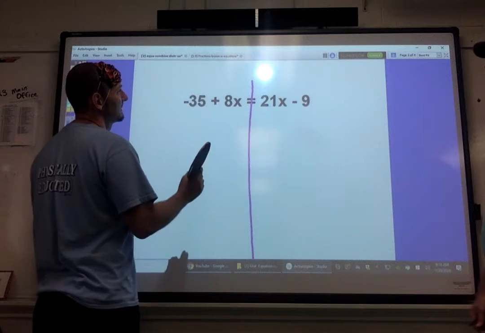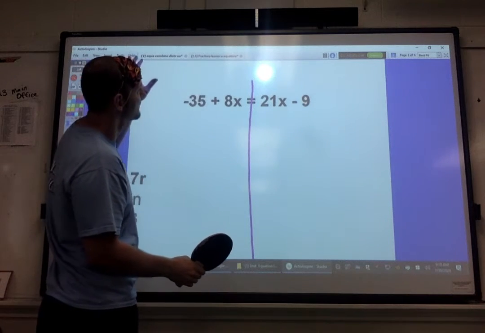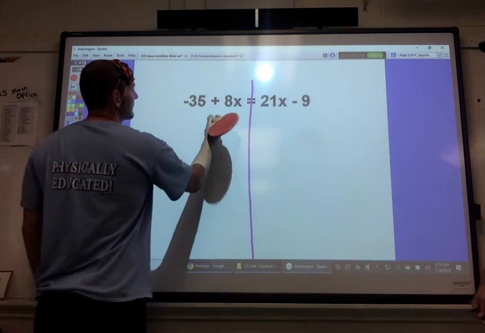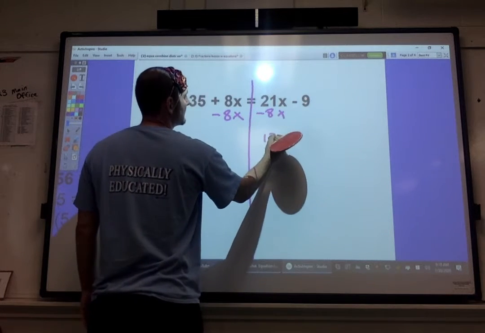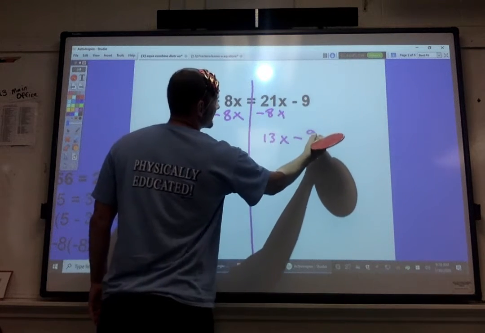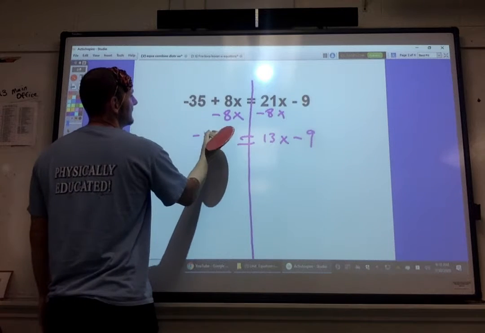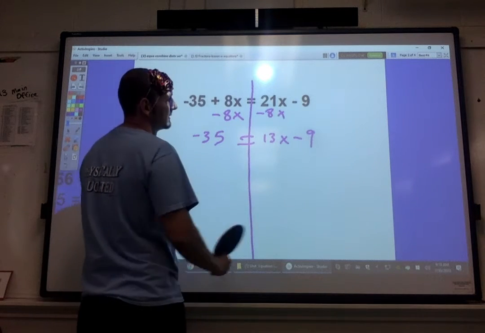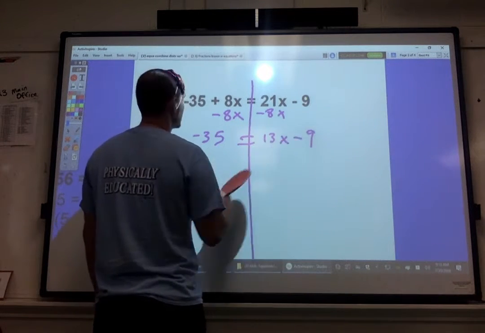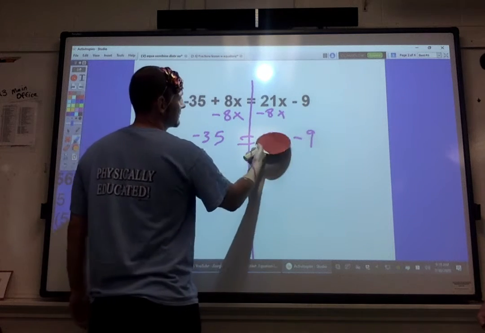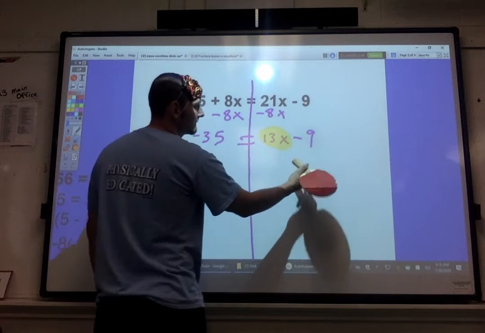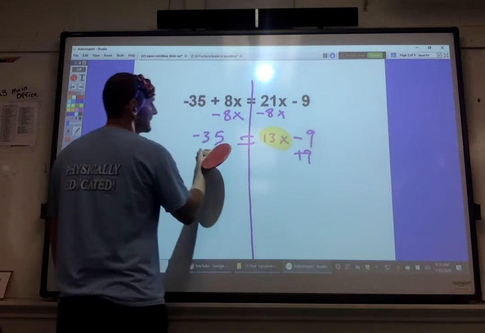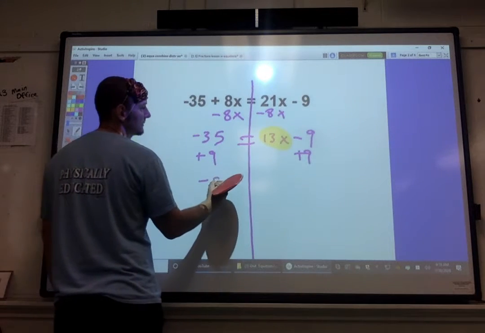So I'm going to move my no distributive, no like terms. All right, move variable first. Minus 8x. 13x's are here. Bring down the minus 9. Negative 35. There's my variable. And this is another thing, remember, there's your variable. Get rid of what's with it. So on that same side. Add 9, negative 26.